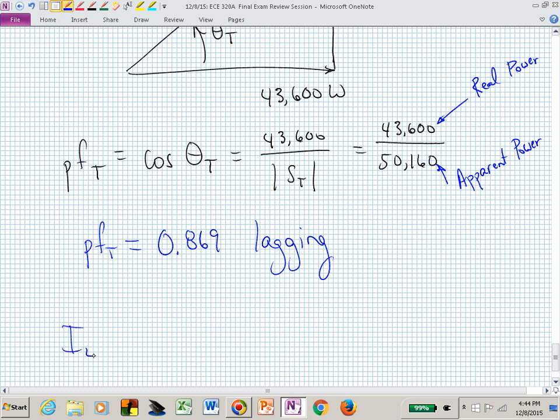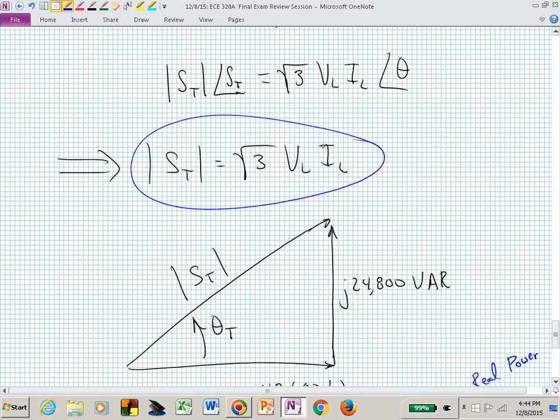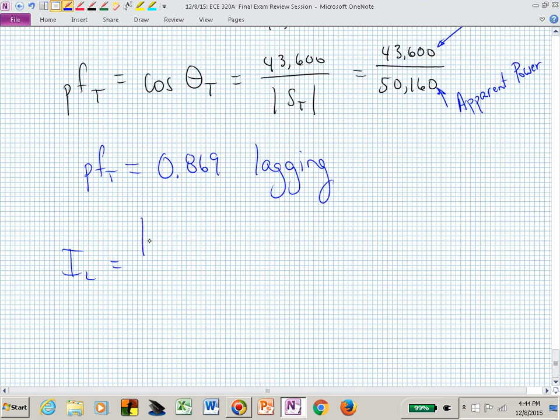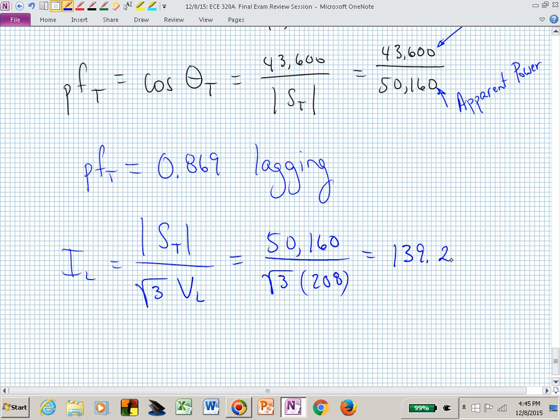And now that we've found the magnitude of our apparent power, we can say that I sub L from this relationship right here is that apparent power divided by the square root of 3 divided by V sub L. And that's I sub L. I sub L is now the apparent power divided by the square root of 3 times V sub L. That's this 50,160 divided by the square root of 3 times 208, and that ends up being 139.2 amps.